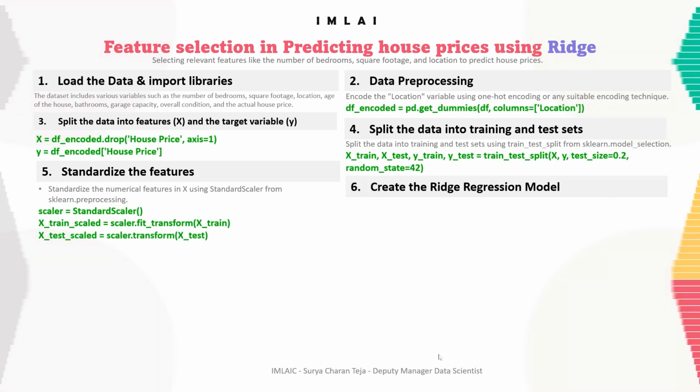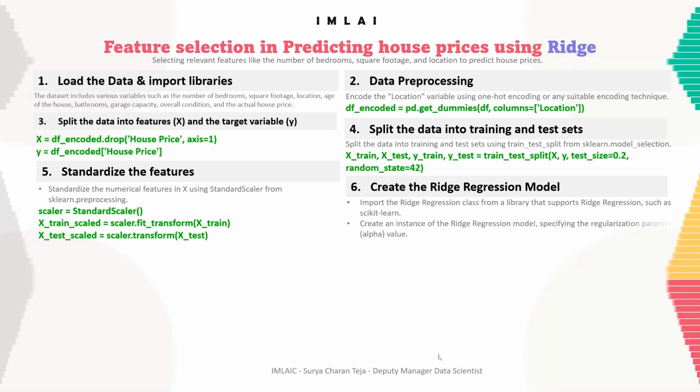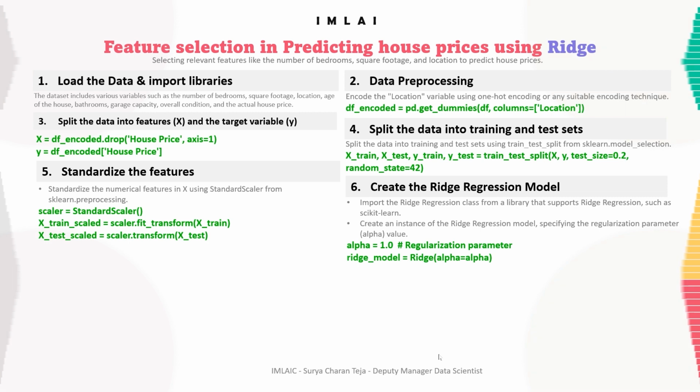Okay, so then what we have here is to create the ridge model. That's it. Now it's time to create the ridge model. We import the Ridge regression class from a library that supports ridge regression, such as scikit-learn. Then we create an instance of the ridge regression model, specifying the regularization parameter alpha value. So this is how we do it. Let's take an alpha value equal to 1.0. That's our regularization parameter.